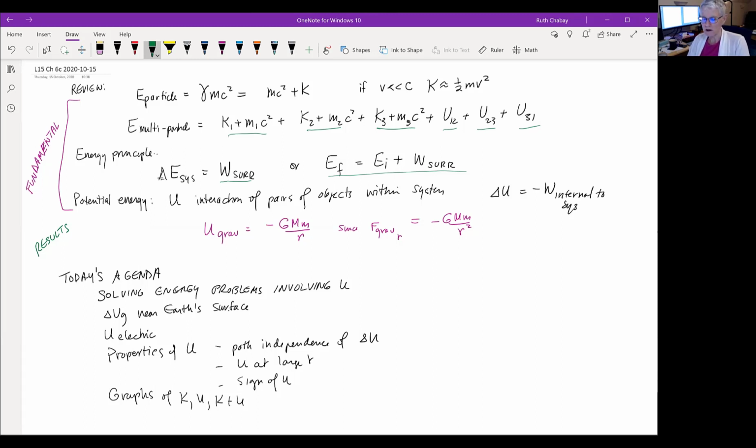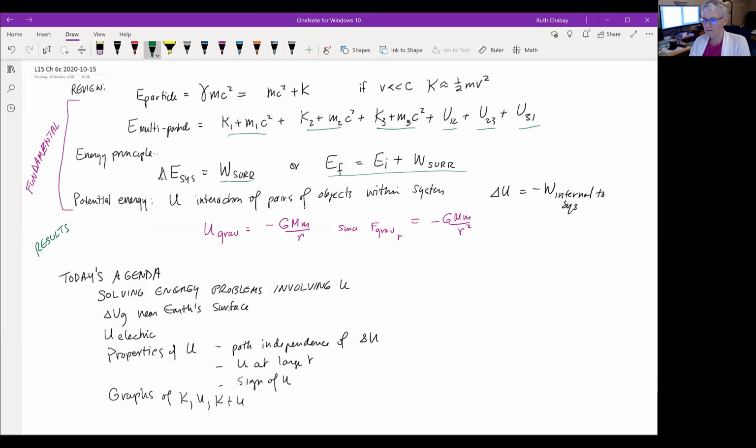So what are we going to do today? The big agenda is just solving energy problems involving potential energy. In order to do that, we're going to talk about some things along the way. We're going to talk about the change of gravitational potential energy near the Earth's surface. We're going to find the equation for electric potential energy. We'll talk along the way about some general properties of potential energy.